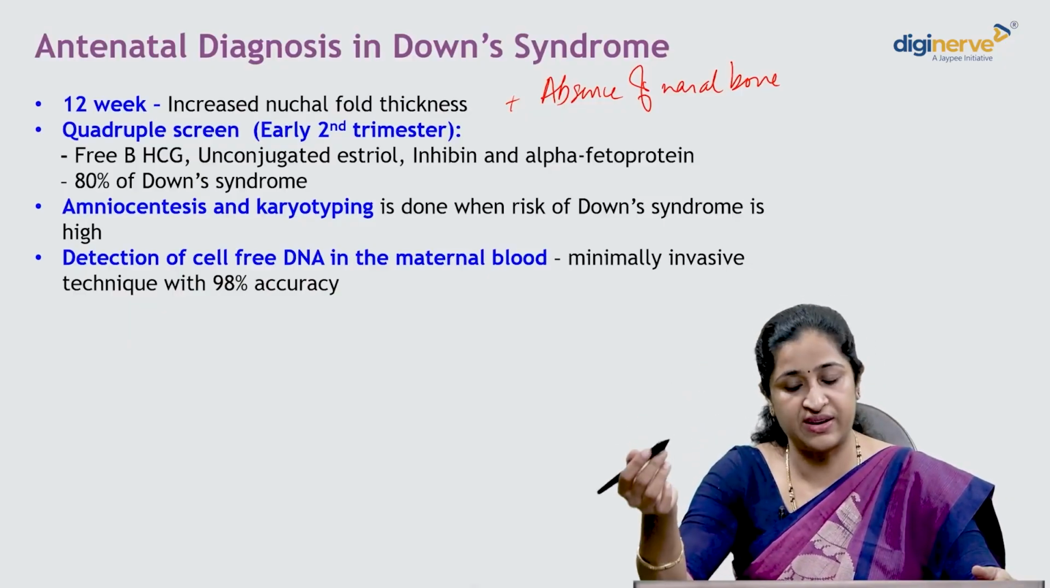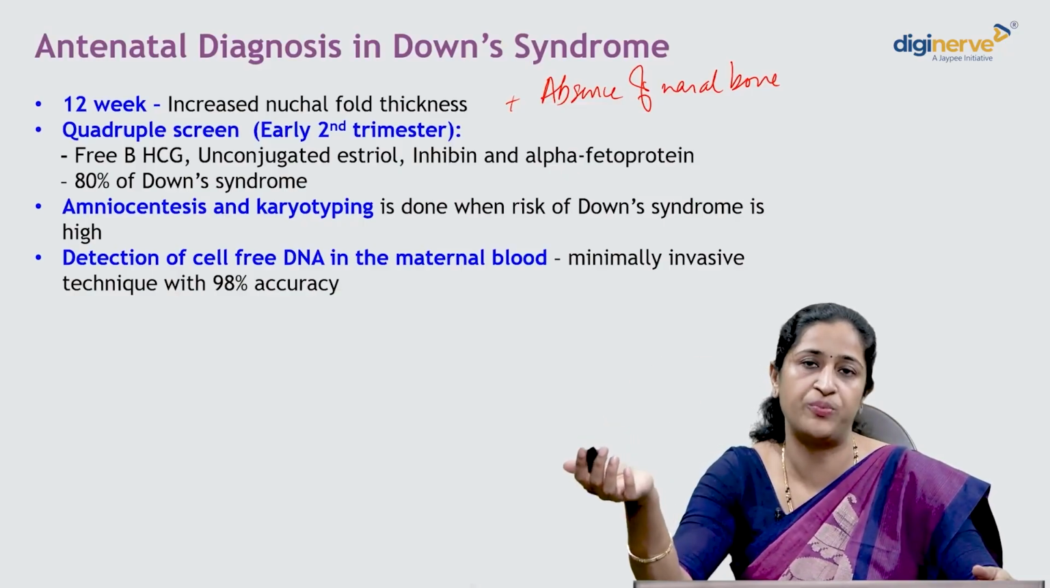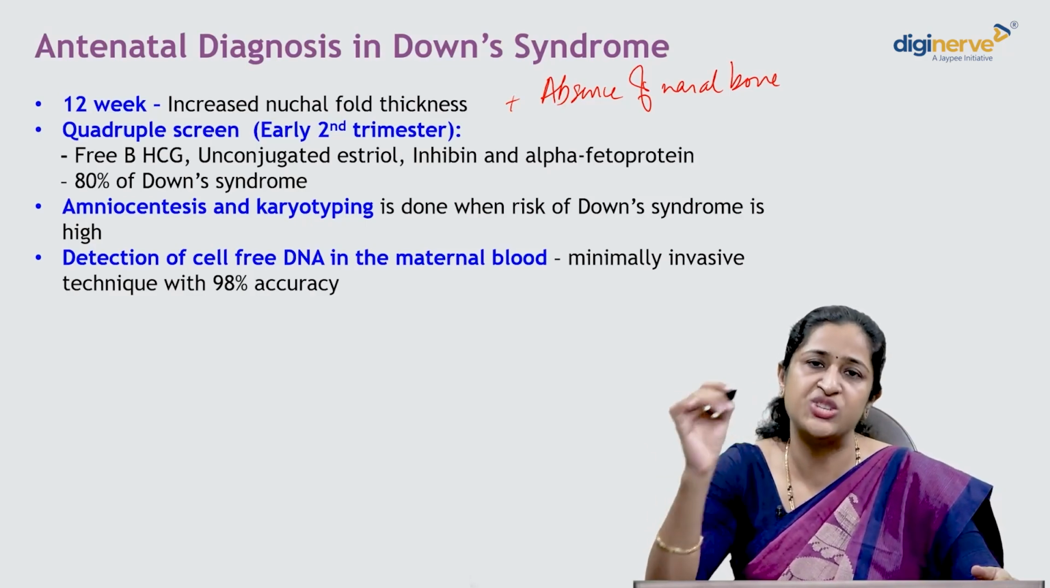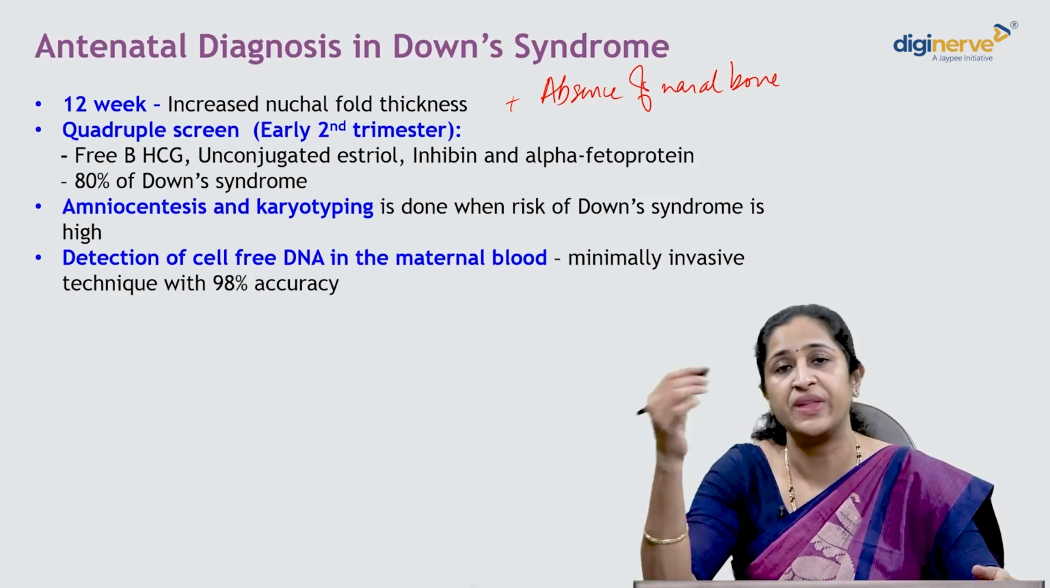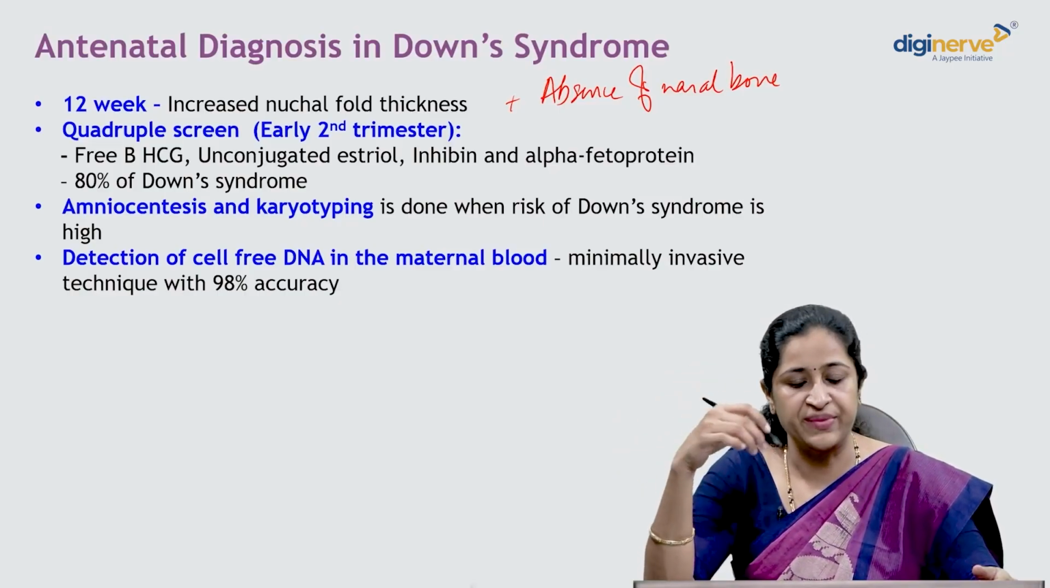Amniocentesis and karyotyping are done, especially when the parents have had a previous child with Down syndrome, or when all these tests are highly abnormal. At that time the parents want to be very sure that this child has Down syndrome before planning for termination. Then amniocentesis and karyotyping is done.